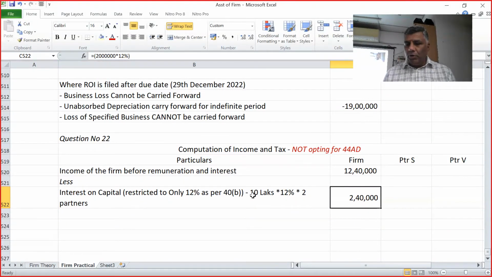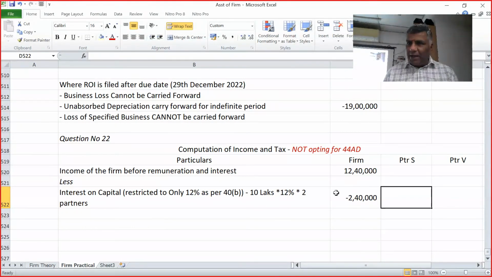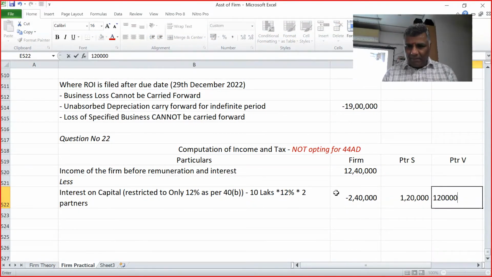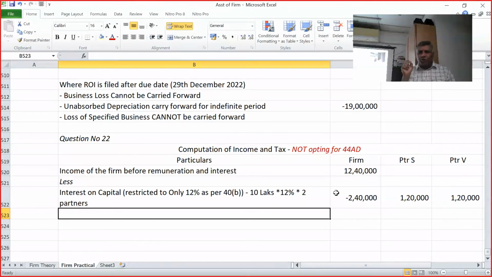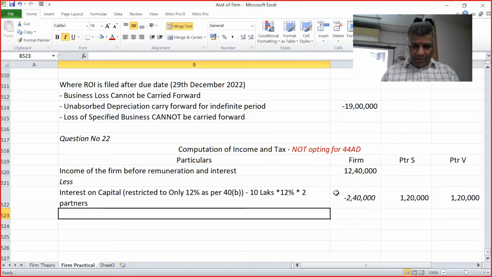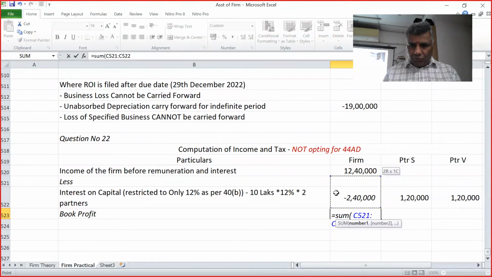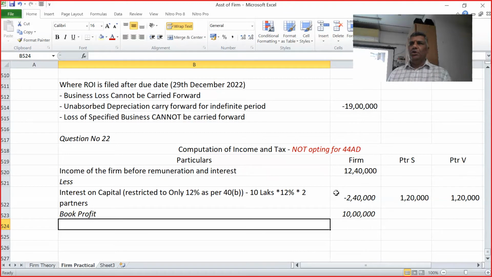Okay, so please understand. This is an expenditure to the firm, income to the partners. Correct? Now I get book profit of 10 lakhs.